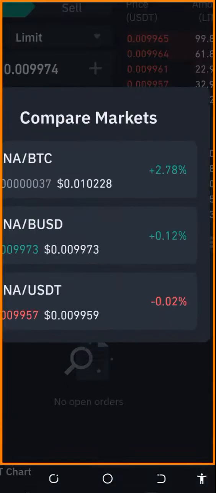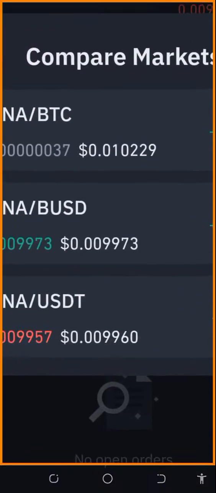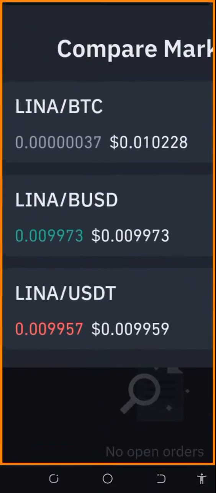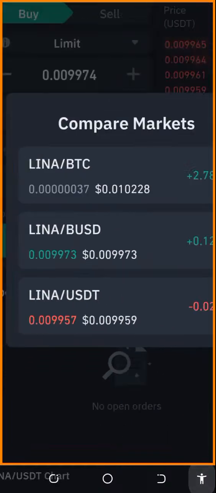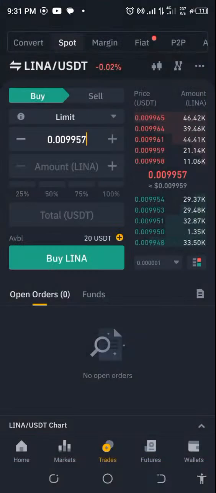What do we have here? We're seeing that Lena USDT is 0.0099, while Lena BTC is 0.00102. Okay, let's go ahead and see with the simulations what we can get.